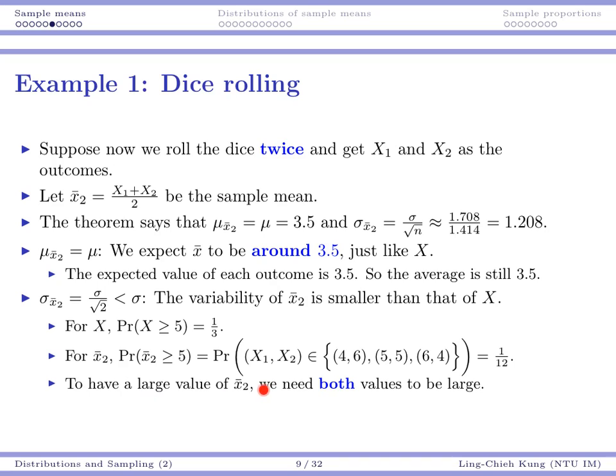If you want your sample mean to be large, you need both values to be large in this example. Okay, and obviously that's hard. In many cases, it would be one value is large and the other value is small, or the other way. So the large and small values would offset each other, and the sample mean would be around the population mean. If you want an extremely large or extremely small value of X bar, you need both values to be large or small at the same time. And of course, that's rare.